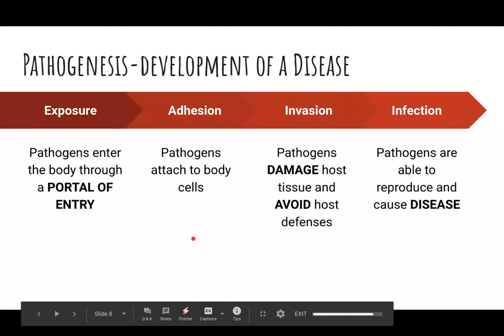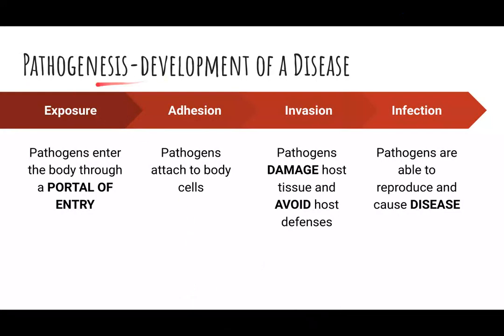So now we're going to start talking about pathogenesis, which is the development of a disease. Pathogenesis is going to occur in four main steps, what we call exposure, adhesion, invasion, and infection. So in exposure, this is where the pathogen is going to actually enter our body through what we call a portal of entry. So in order to make us get sick, we have to actually get exposed to it first.